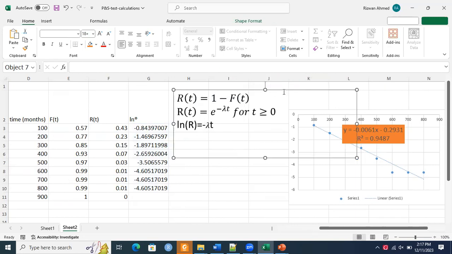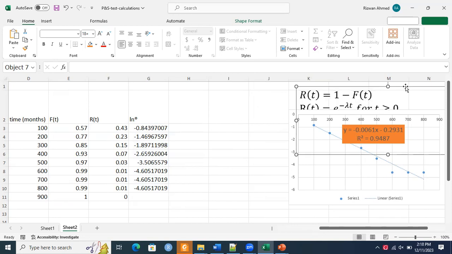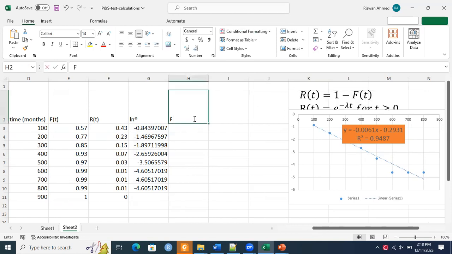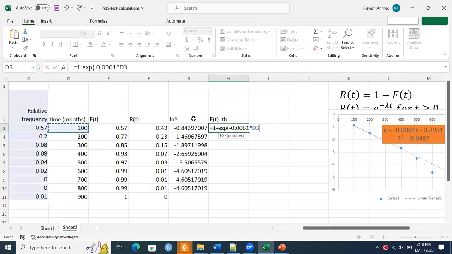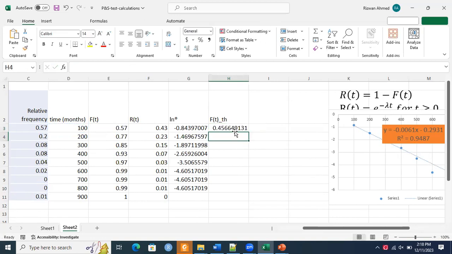So let's develop a probability distribution based on the model with the value 0.061. Drag it somewhere. Right. Now I compute f of t from theory. So from theory, I can compute it as 1 minus e raised to the power minus lambda times t. So the lambda value is 0.0061 times the t value, which is 100 here. That's it. So I got 0.4566 and so on. Similarly, I can go for further calculations.